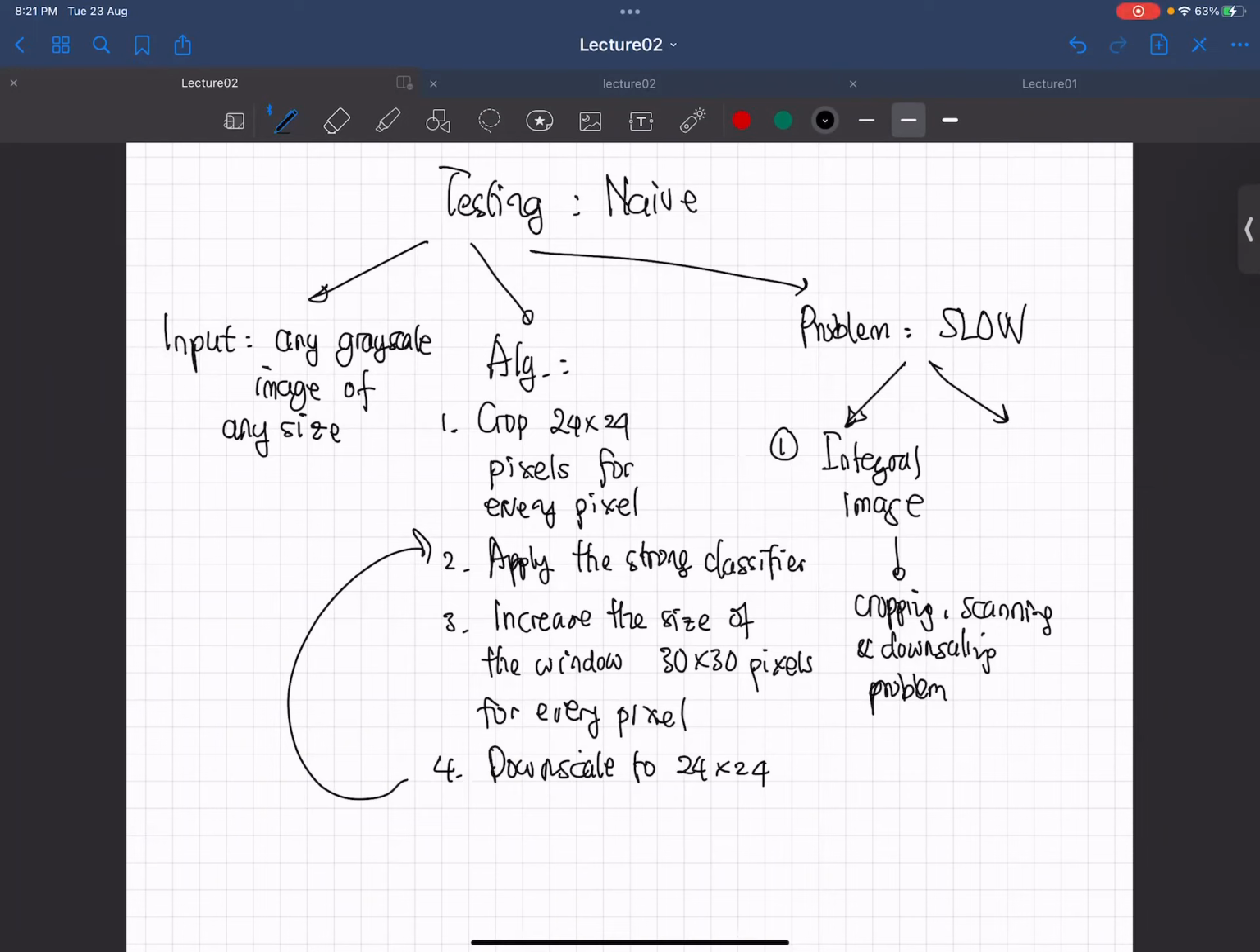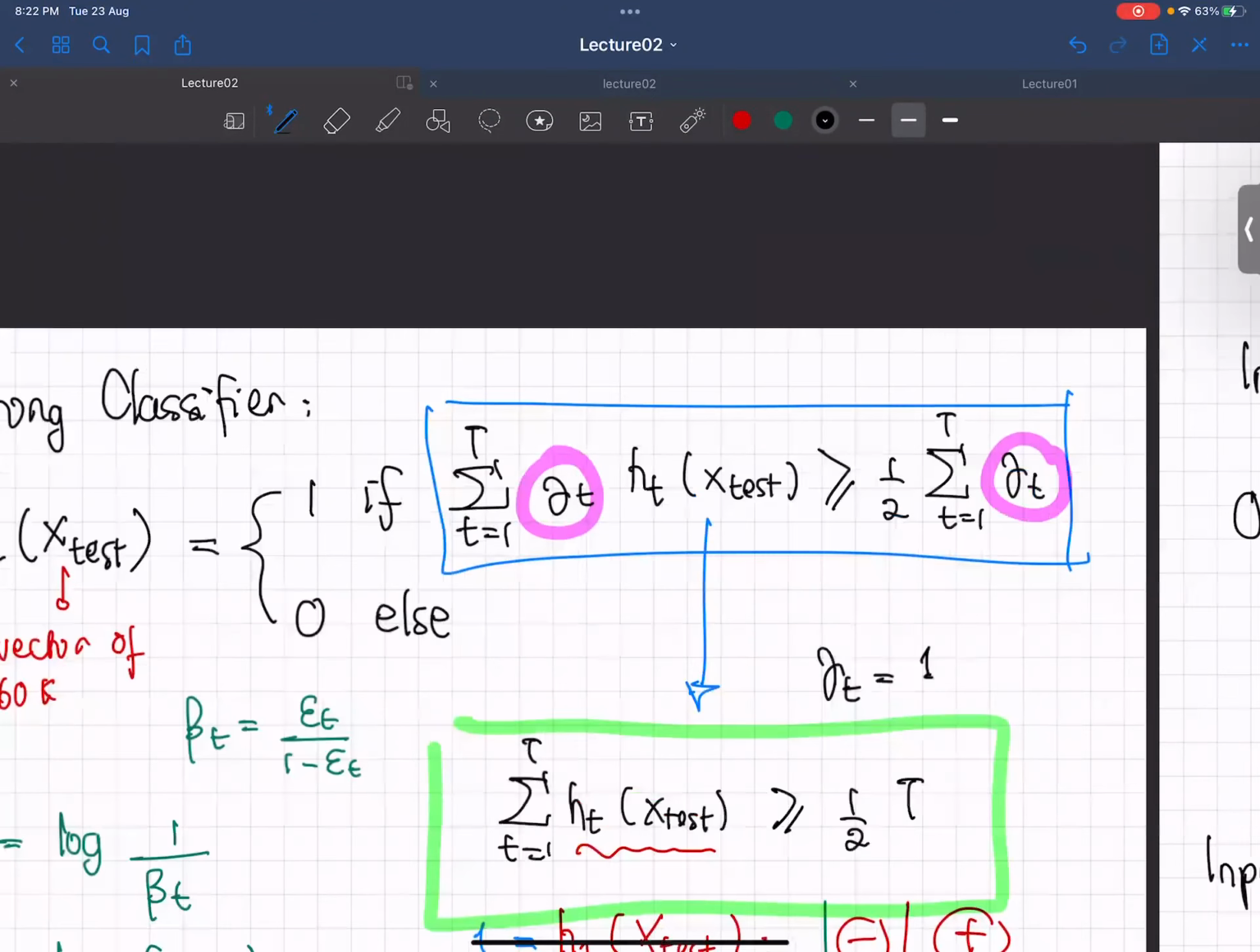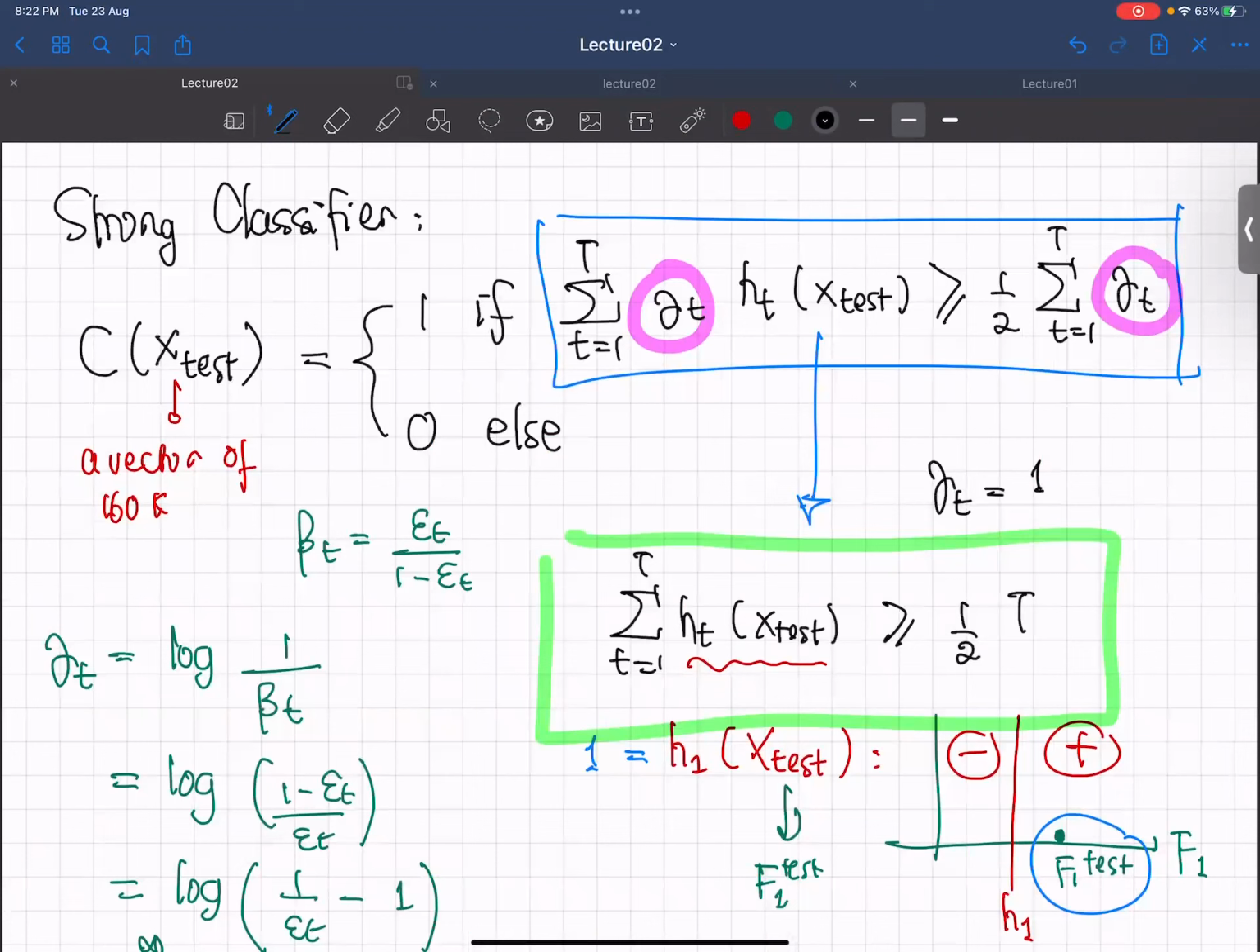And the other problem here, which is not really written in the algorithm, is in the strong classifier. Even though you already choose the best one, for example, the best one is 200 classifiers, you have to go through all these 200 for every single patch. So for every single crop, you have to apply 200 evaluations based on the weak classifiers.